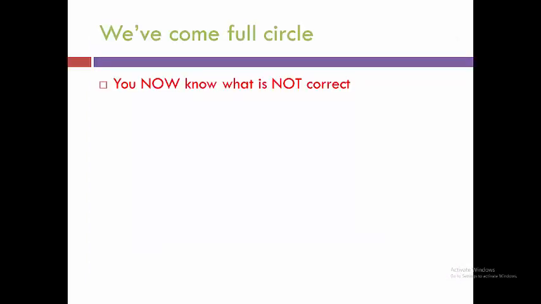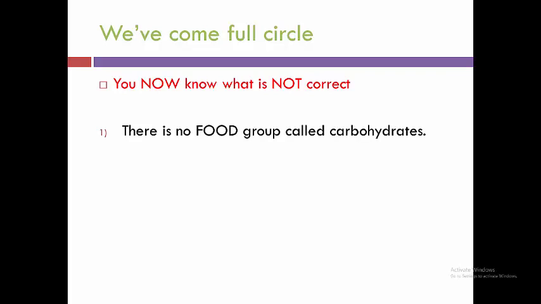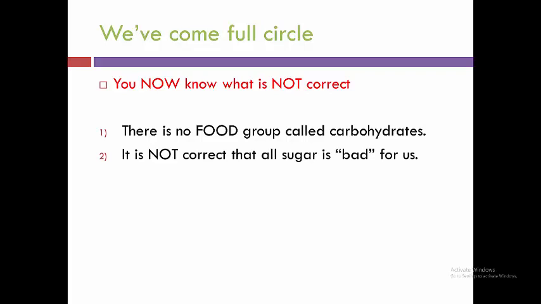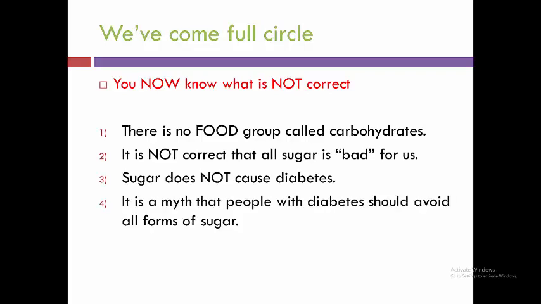So we've come full circle, guys. At this point, you should feel like you know what is not correct: that there's no food group called carbohydrates, that all sugar is not bad for us, that sugar does not cause diabetes, and that people with diabetes can eat everything if they know how to do so.